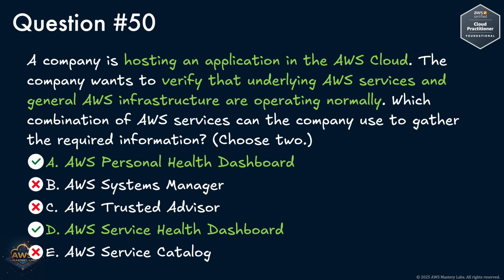Option D, AWS Service Health Dashboard. The AWS Service Health Dashboard offers a public view into the current status of AWS services across all regions. It's an ideal tool to check for broader service disruptions, outages, or maintenance events. This dashboard complements the Personal Health Dashboard by offering a global perspective, regardless of your account. Correct, because it publicly displays AWS service health, region by region, for awareness of service-wide issues.